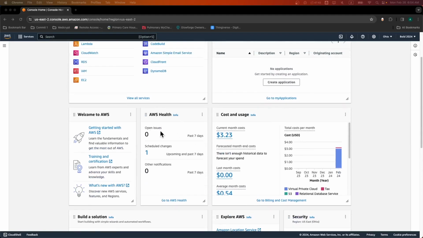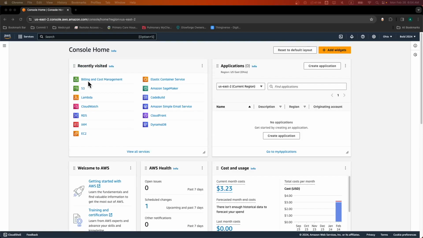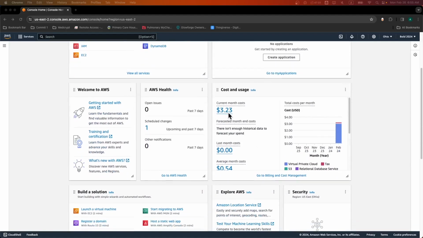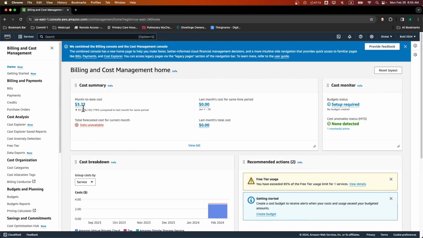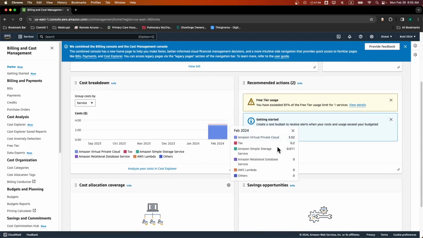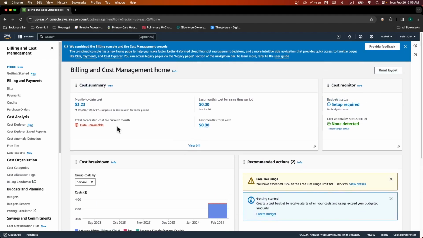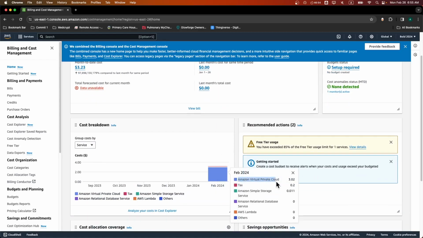So looking at this account, I have been using S3, Lambda, and RDS. But the only charge I have been getting is VPC-related, and I'm going to go into that. Monthly charges are here. If we go to billing and cost management, you would see that the only cost I had for this month was a little bit for S3, but mostly it is for the VPC. And that is this much.